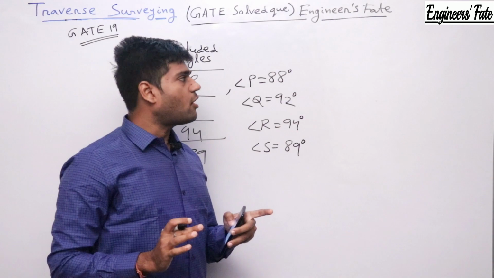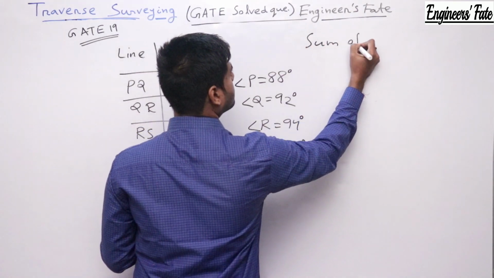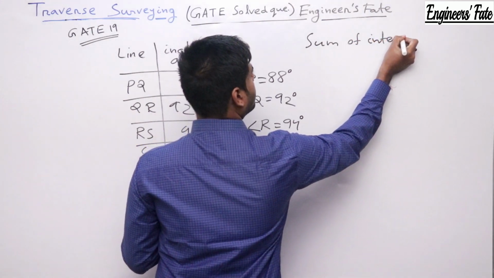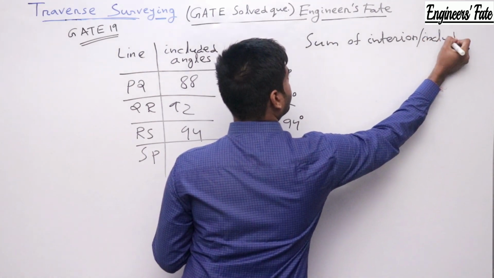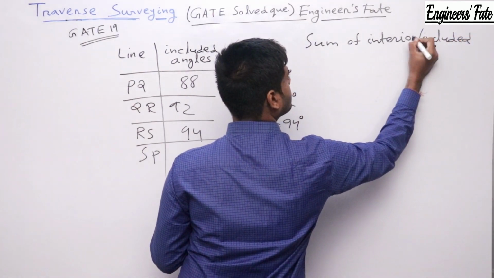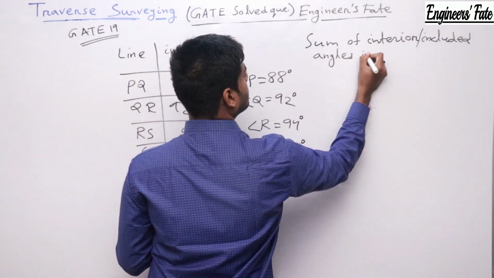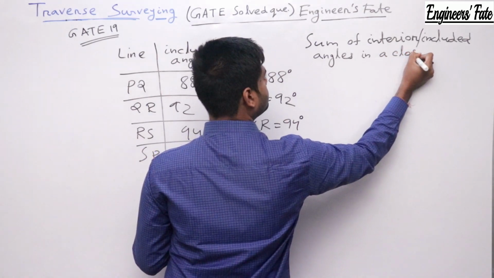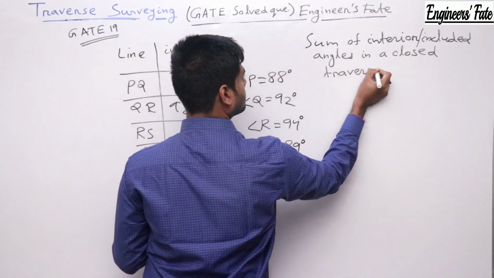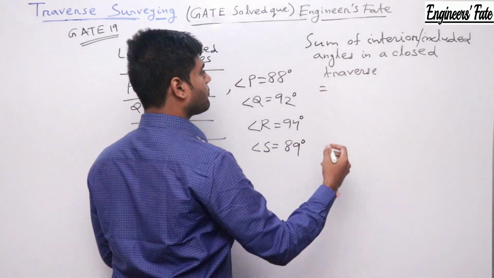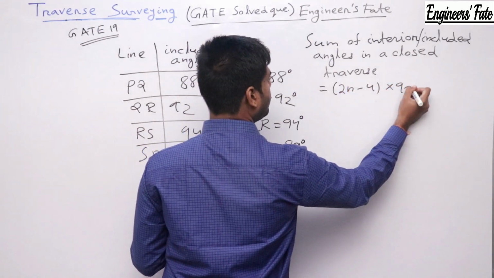So have you remembered one formula? That means the sum of interior or included angles in a closed traverse is equal to, I hope you have remembered, (2n minus 4) into 90 degree.